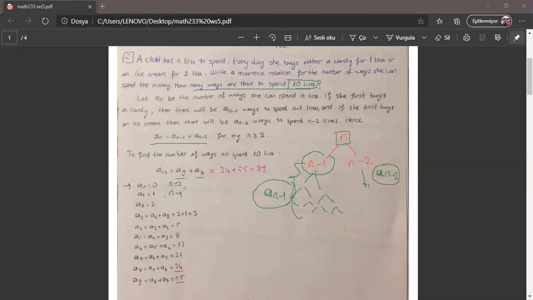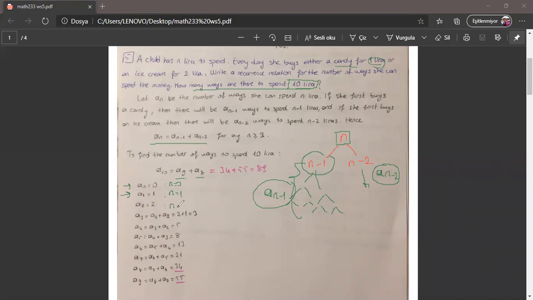And when she has 1 lira, she can only buy a candy because it costs 1 lira, and she cannot spend her money to buy an ice cream as it costs 2 liras. That's why there is only one way to spend this.